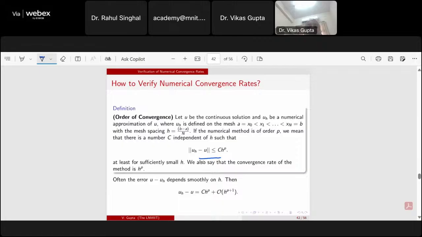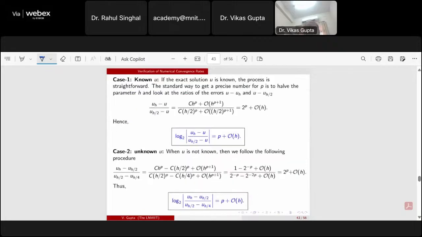So that error generally satisfies this equation: uh minus u is equal to c h to the power p plus order of h to the power p plus 1. Now the question is, while we are solving a given problem by any finite difference scheme, how can we calculate the numerical order of convergence? So there are two cases: if the exact solution is known to us, and if we don't know the exact solution.